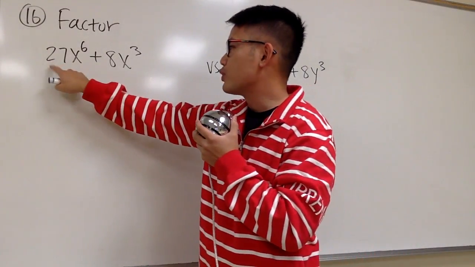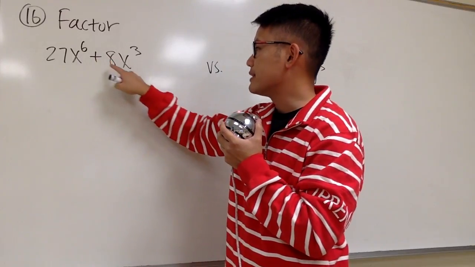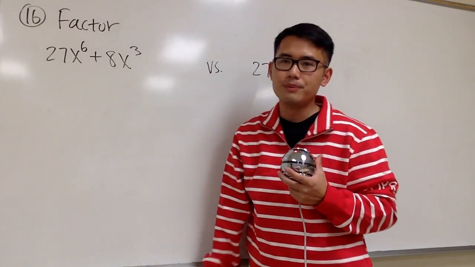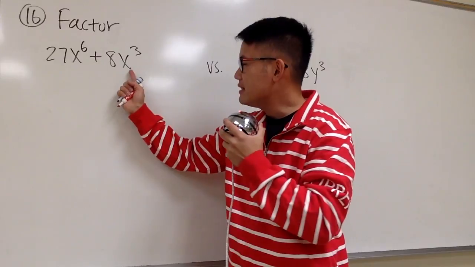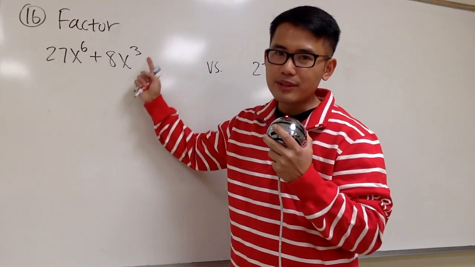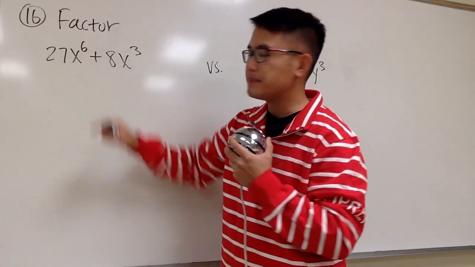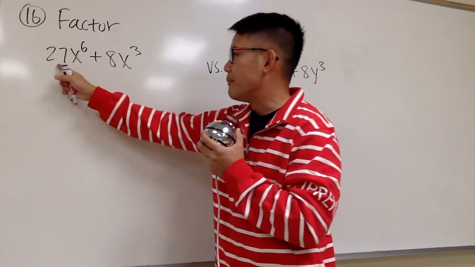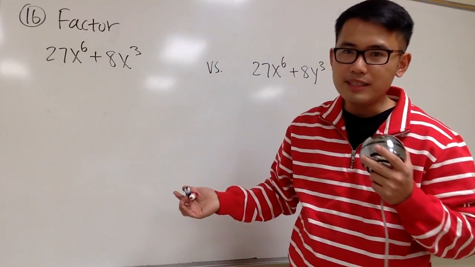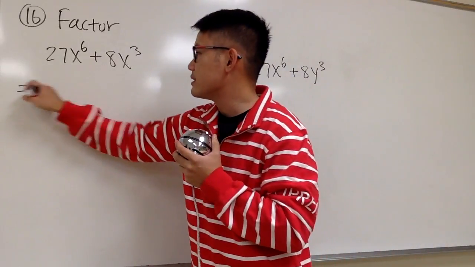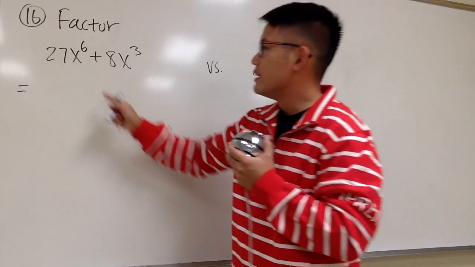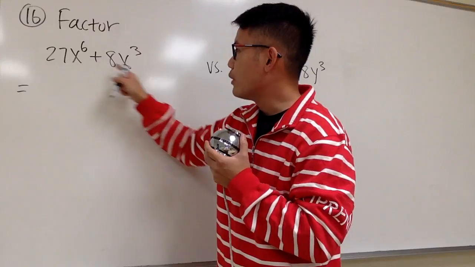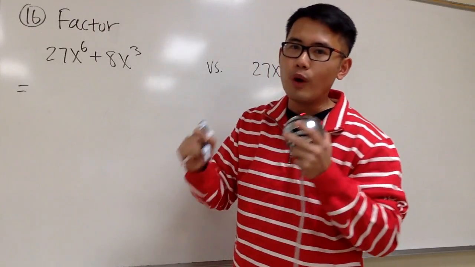We are going to factor 27x to the sixth power plus 8x to the third power. Well, because this is x to the third power, and this is x to the sixth power, in fact, we can take out the GCF. For the numbers 27 and 8, we cannot do anything with them, but for the x, we could, right? So we are going to factor out the one that has a lower exponent.